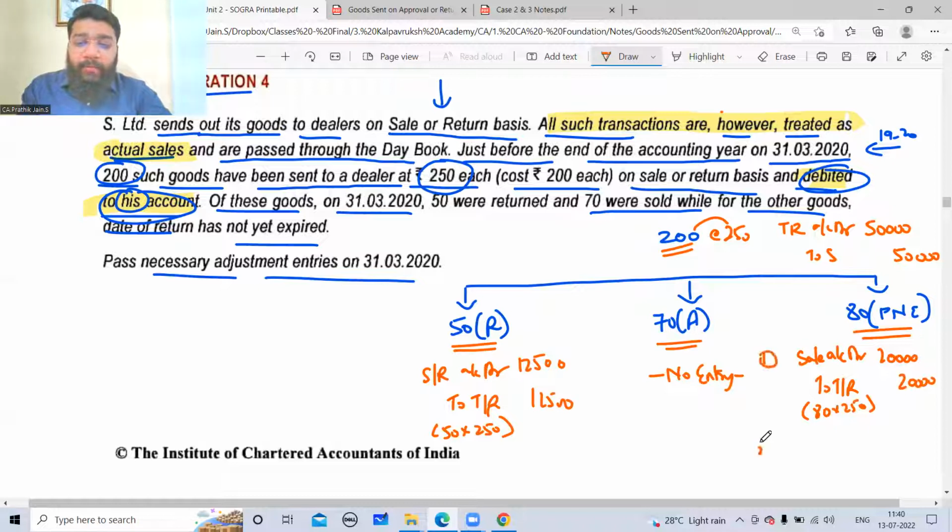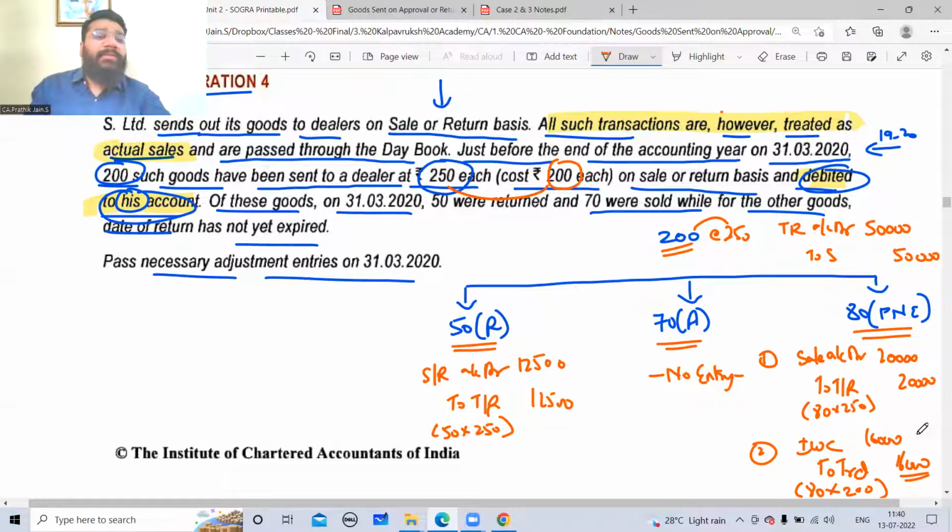Another entry will be inventory with customer, to trading account. This will be 80 into 200 at cost price, because if you compare cost price or market price, which is less? Cost is less. That's why I multiply with cost. This is how much? 16,000. Now you are clear how you got 16,000? Any other doubts in this?